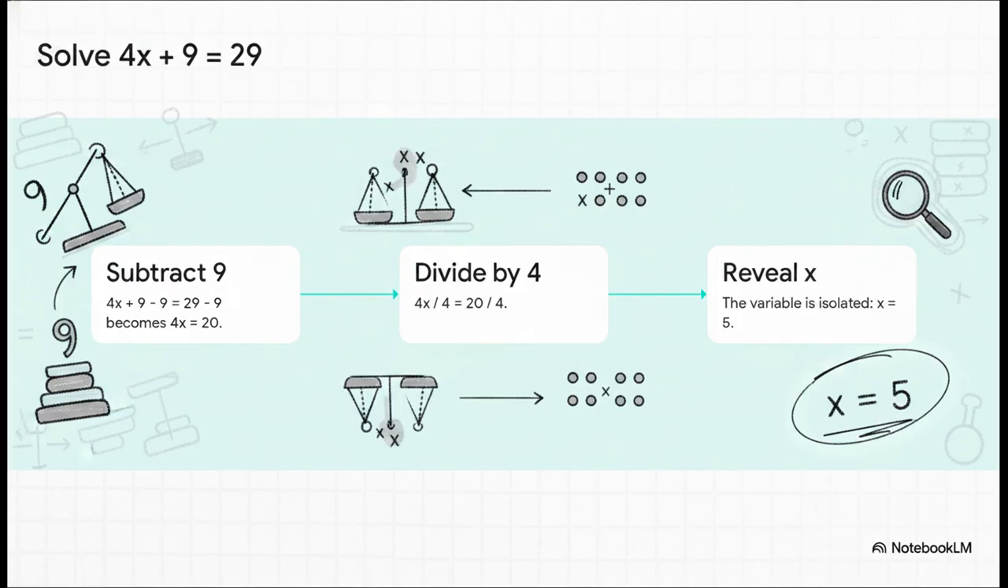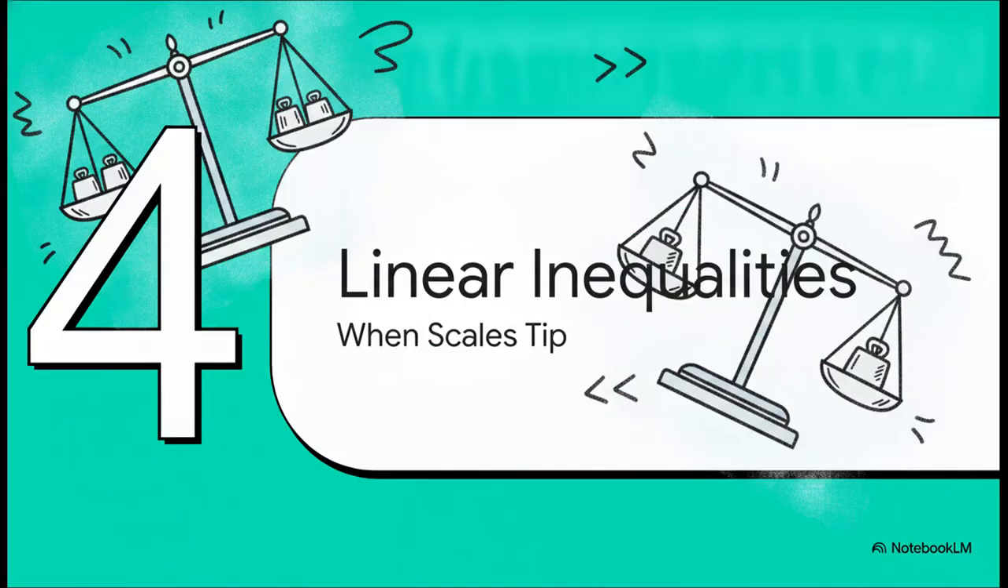To undo that, we divide the left side by 4, and again, to keep that perfect balance, we divide the right side by 4. 20 divided by 4 is 5, so x equals 5. Mystery solved.